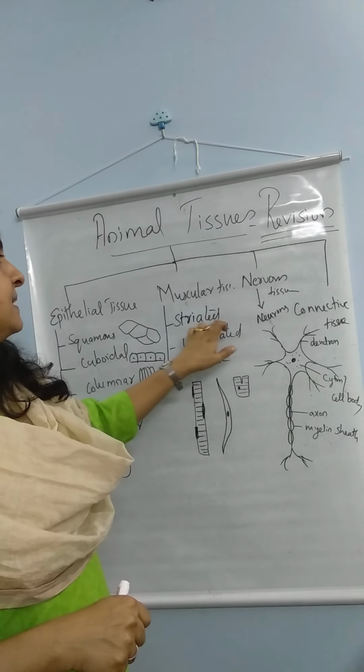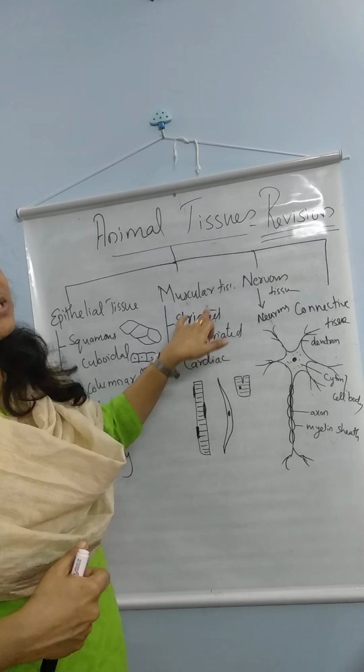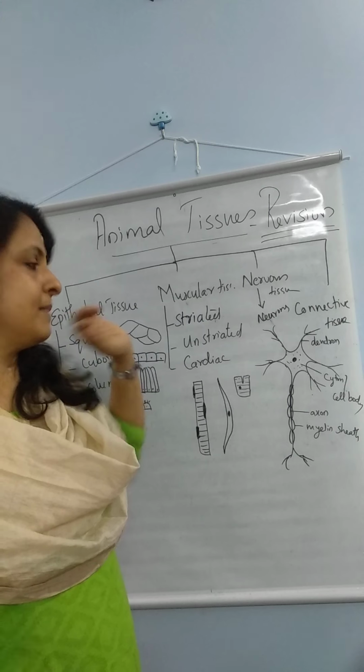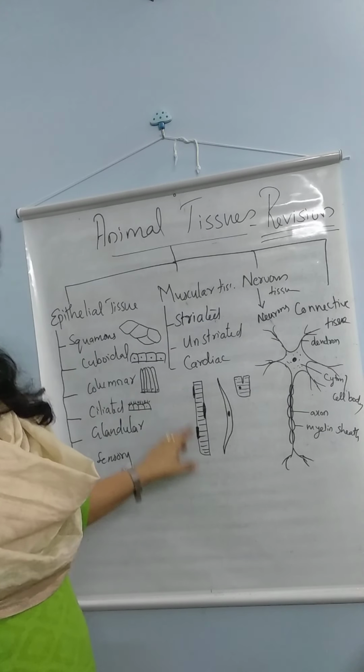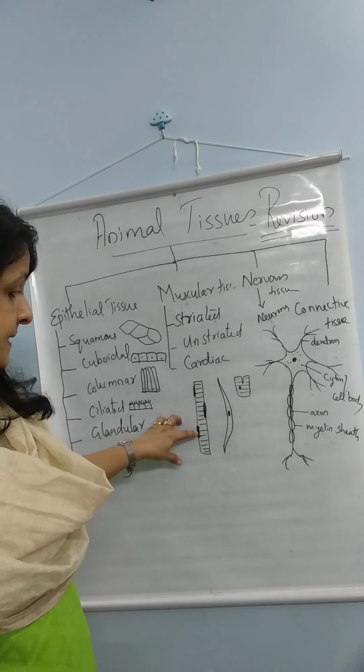So anganeyulla muscle na nammal voluntary muscle nu parayum. So striated muscle is also called skeletal muscle or voluntary muscle. The cell is like this. It is a long elongated cell having many nucleus.